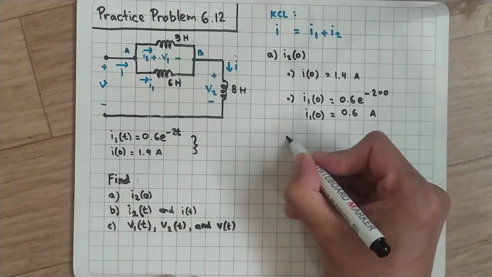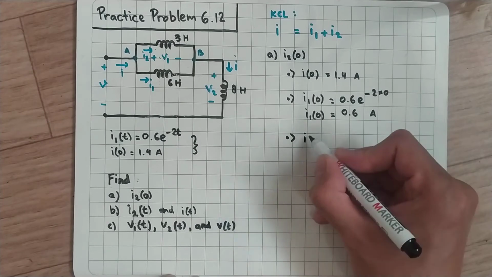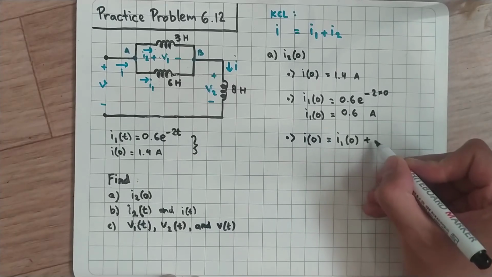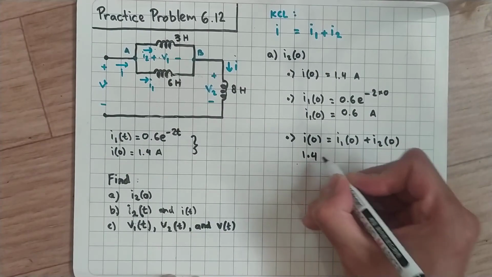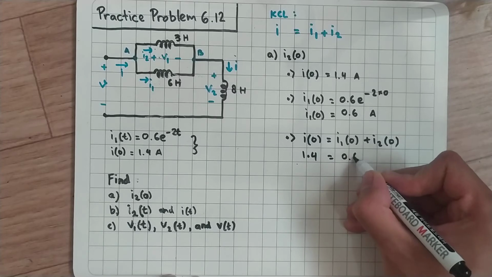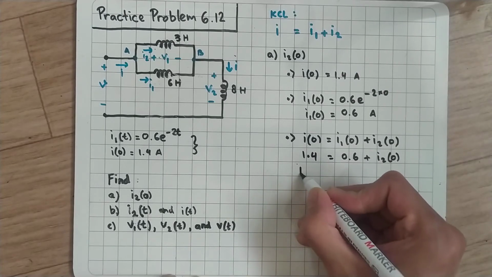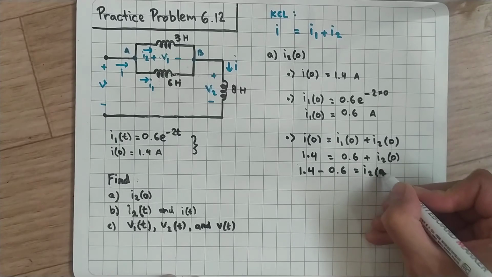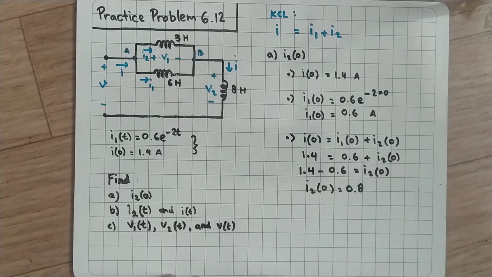And now, lastly, we apply KCL. I is equal to I1 plus I2, and that is valid for any time. So I0 is equal to I1(0) plus I2(0). Now I have I0, which is 1.4 ampere, and I1(0) is 0.6 plus I2(0), which is the unknown. So we move this to the left hand side: 1.4 minus 0.6 is equal to I2(0). So I2(0) is equal to 0.8 ampere. This is the answer for problem A.